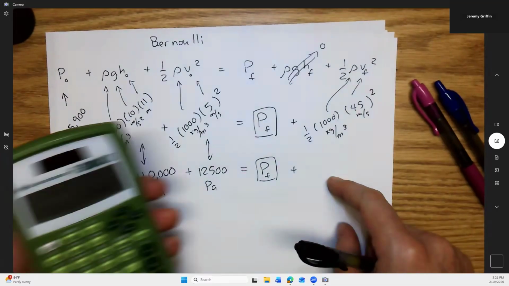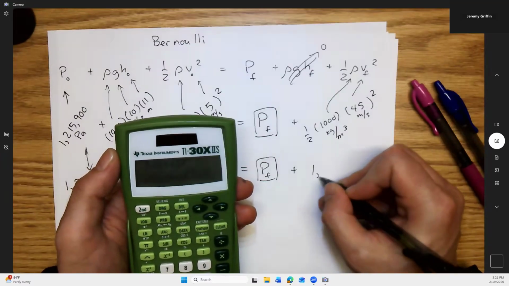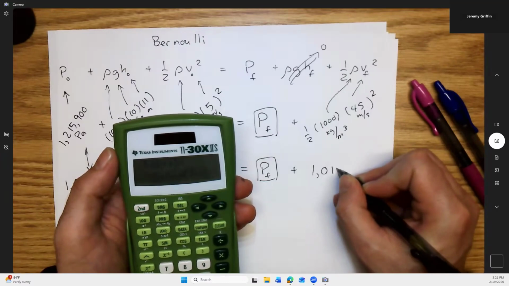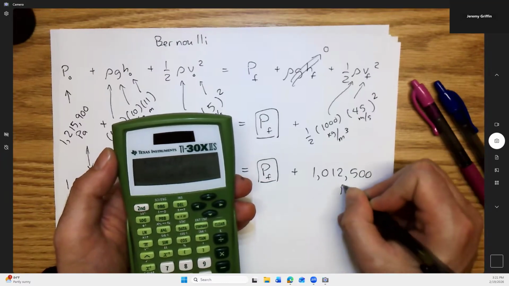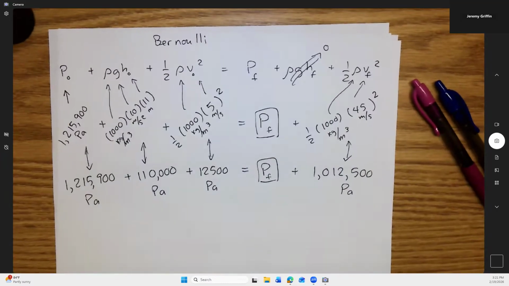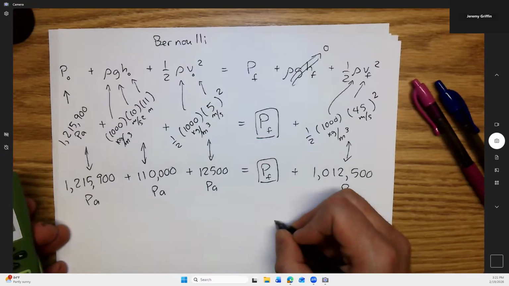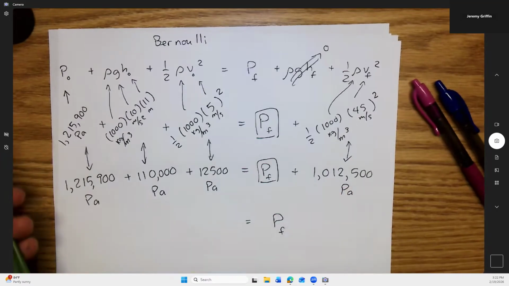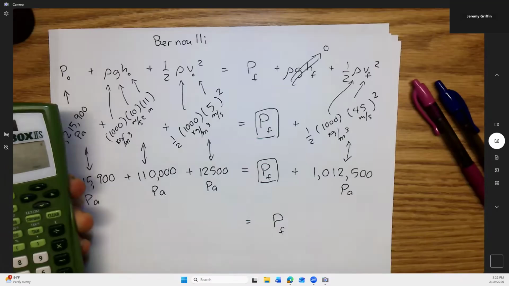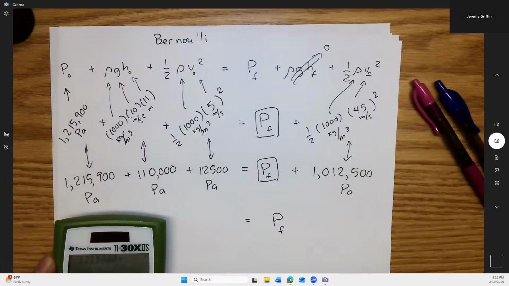Plus then 1 million, 12,500 pascals, and that is all this stuff right here. So it looks a little cleaner. Is that okay? Everybody trying to see? It's all good. Now I can add these 3 together on the left, subtract this million pascals from the right, and that will give me the final pressure, the pressure internal downstream there. So 1,215,900. You guys are trying this in your calculators. I'm trying this. Make sure we're all getting the same thing here.